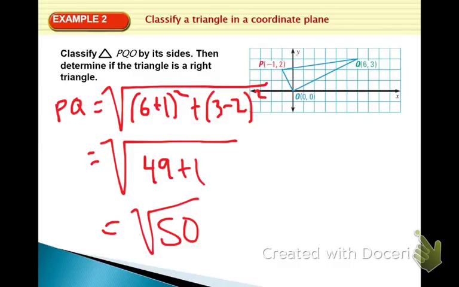You should have gotten the square root of 50 from P to Q. So given those distances, what would we classify this triangle as? Yes? It would be a scalene, right. This is a scalene triangle. All the sides were a different length.